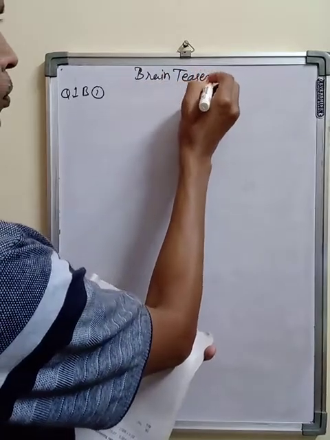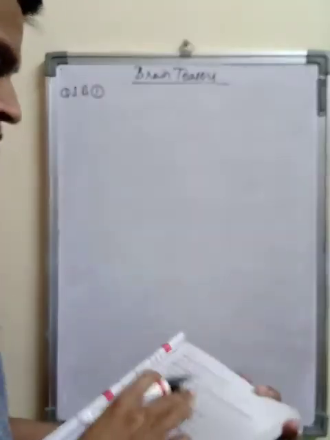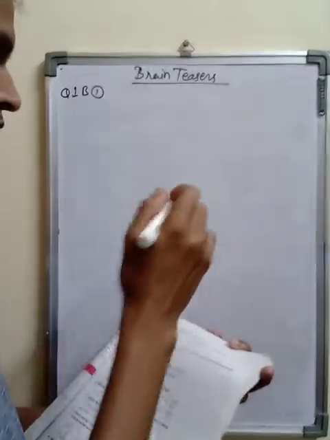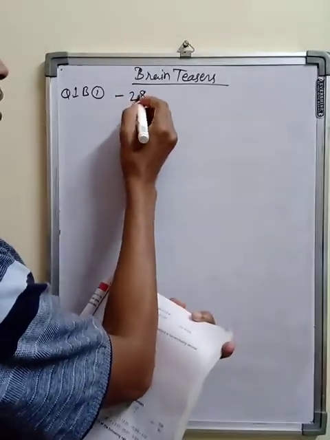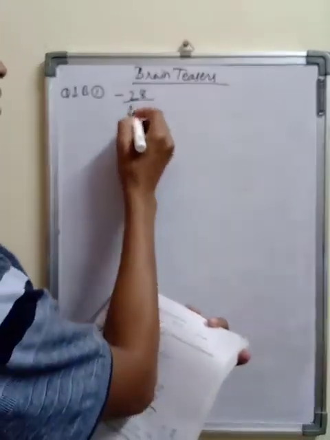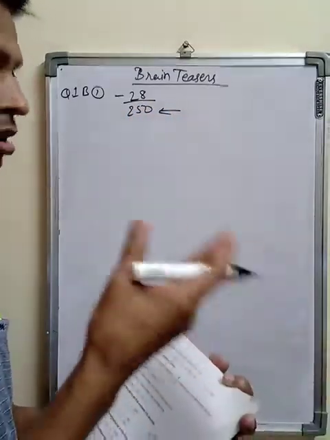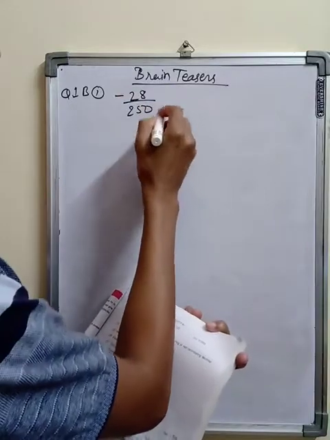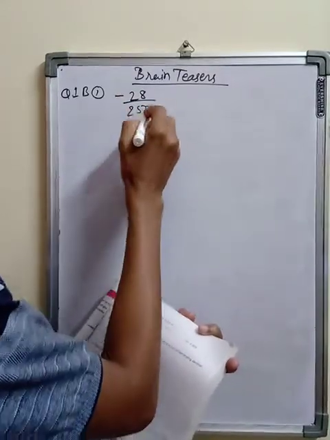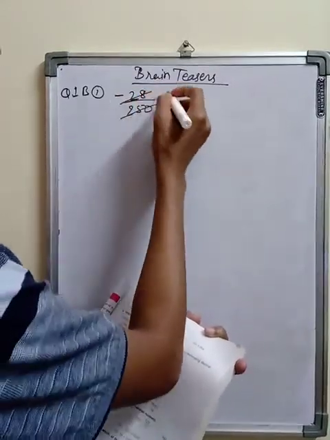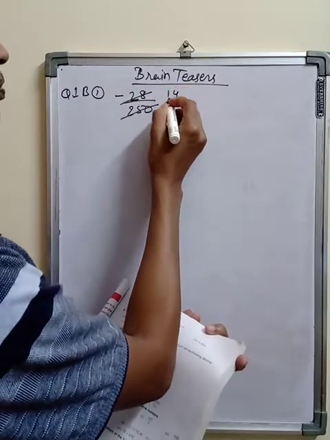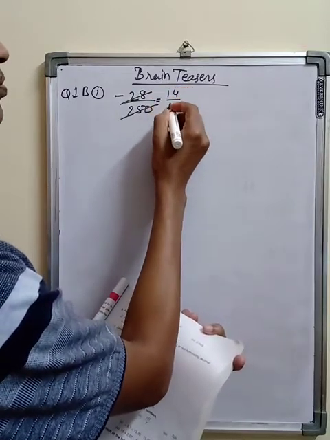Good morning students. Today we will continue brain teasers questions. Question number 1B, brain teasers. First question: without actual division, determine if -14/250 is terminating or non-terminating.